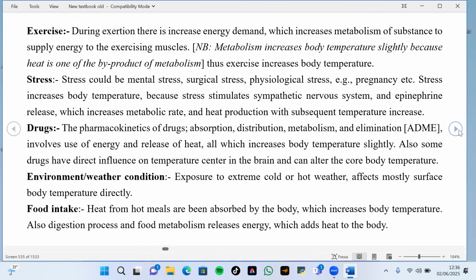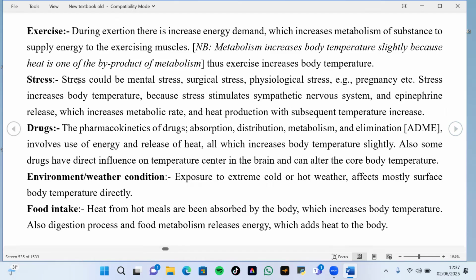Exercise. Exercise also affects temperature. During exercise, there is increased energy demand, which increases metabolic rate of substances to supply energy to the muscles that are helping the person to be in exercise. Because metabolism increases body temperature, in that heat is being produced during the process of conversion to release energy.